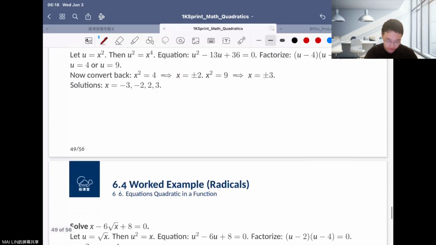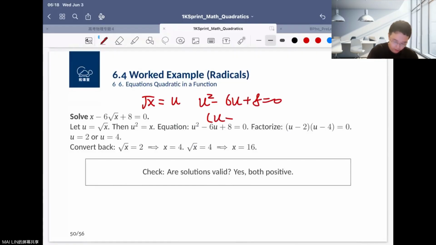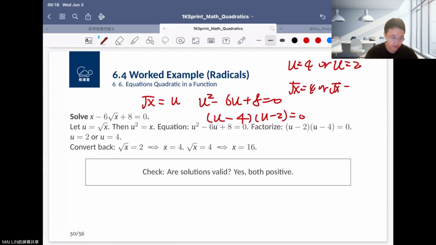Okay, so let's move to another kind of example: x minus 6 times square root x plus 8 equals 0, right? We can let square root x equal u. So u squared minus 6u plus 8 equals 0. You can factorise that as u minus 4 times u minus 2 equals 0. So u equals 4 or u equals 2. And then you can solve it as square root x equals 4 or square root x equals 2.